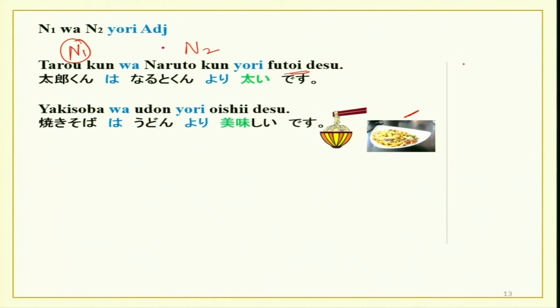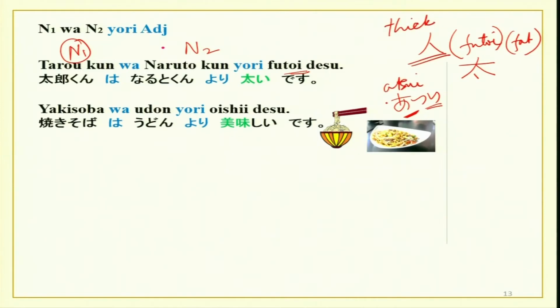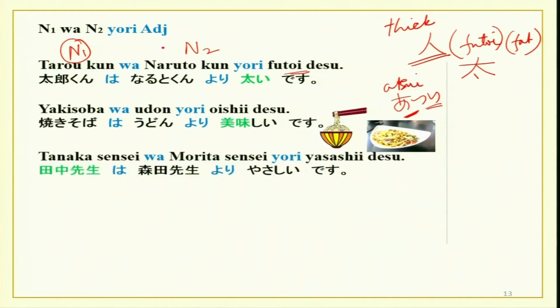So now there is a small kanji over here like this. What does it mean? It means futoi, which is fat. Now this futoi over here is used for people, and atsui is used for thick books or something which is thick like noodles. Then Tanaka sensei wa Morita sensei yori yasashii. He is kind. Yasashii desu.